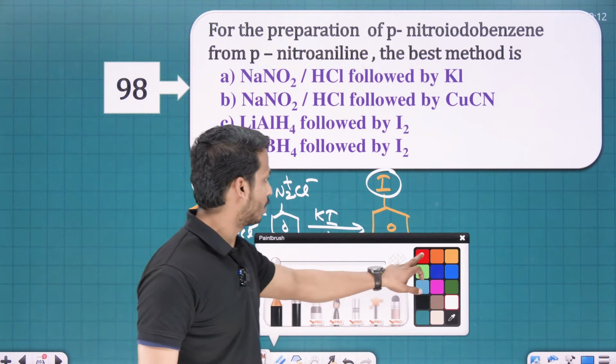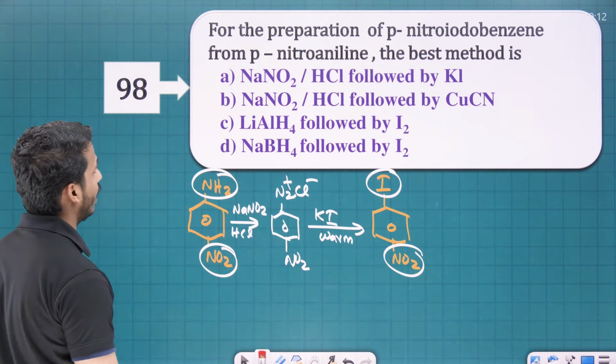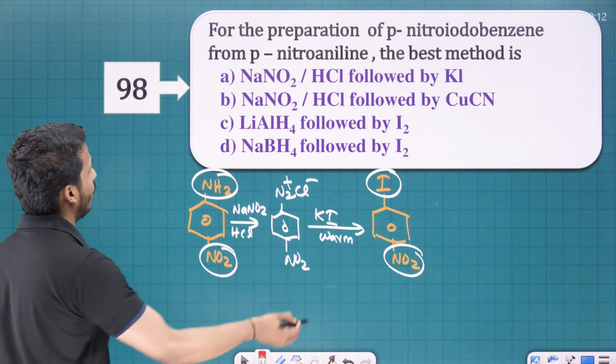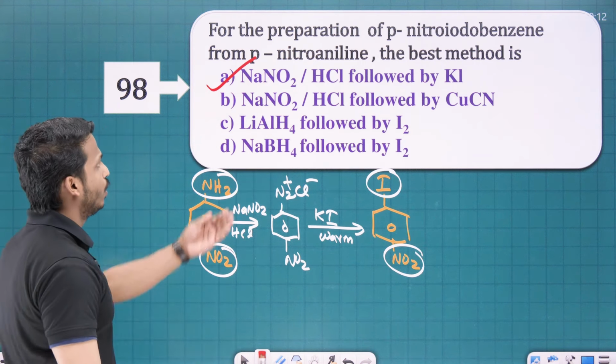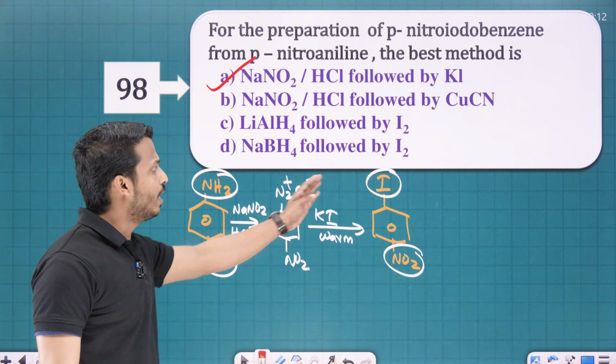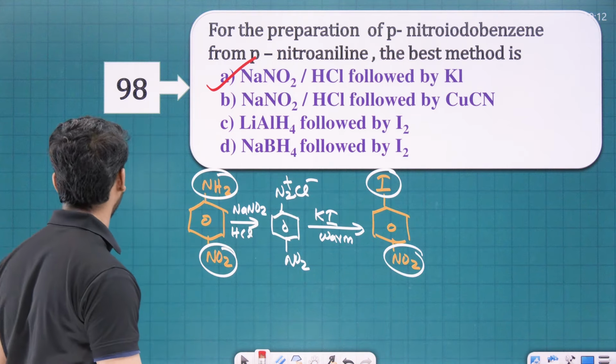So which is the best method, my dear? NaNO2 HCl followed by KI, right? Option A, yes. CuCN or I2 can't be used. If you want to get iodine, we always have to use KI.